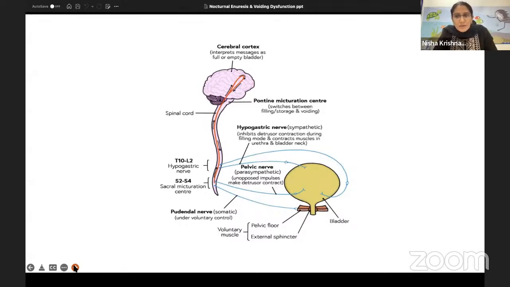And there are alpha receptors which are present at the neck of the bladder, which when activated, allow the contraction of the bladder neck. And there are these pudendal nerves which keep the external sphincter contracted. So therefore, there is a filling which occurs, at which time there is a low pressure in the bladder, where we expect that the pressure does not exceed more than 30 centimeters of water when the bladder is filled to capacity.